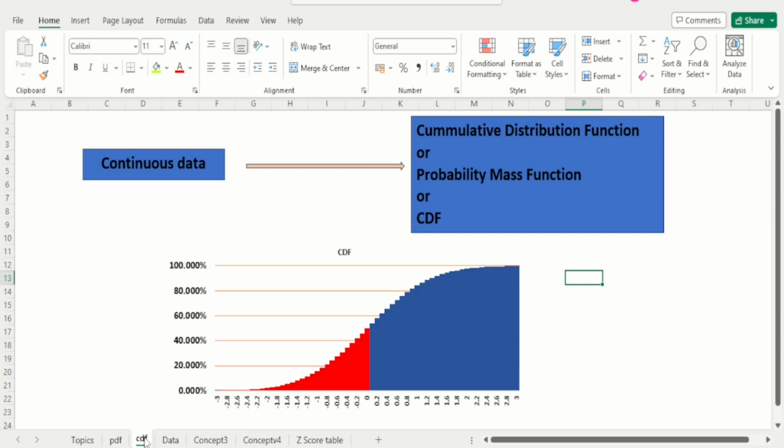Now, just to remind you, in a previous video, we have looked at area left of a given point. I'll not tell you what that is for right now.